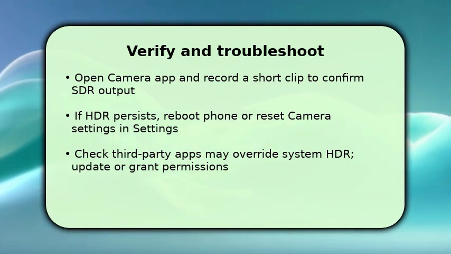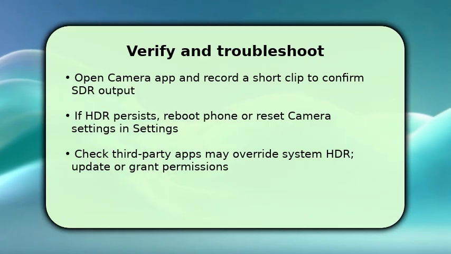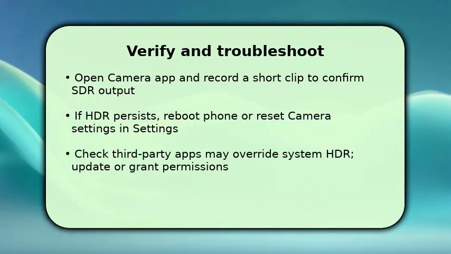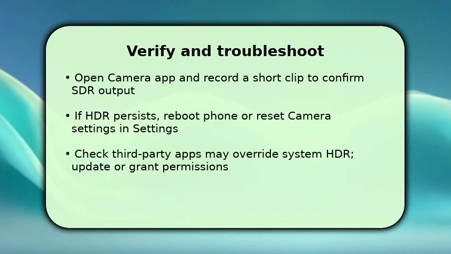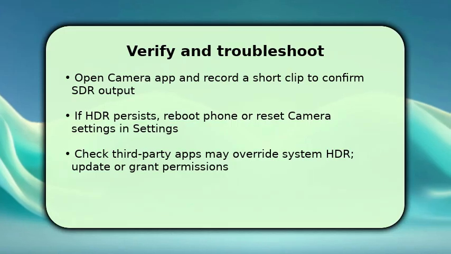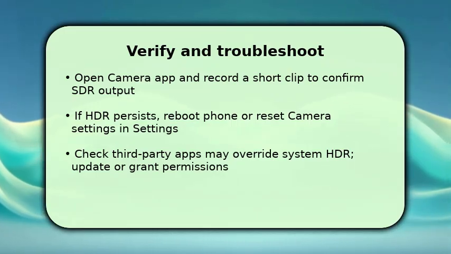If HDR still appears, restart your iPhone and revisit settings. Sometimes a reboot is needed to apply the change. If problems continue, reset camera settings or check third-party apps that may force HDR, update, or revoke their camera permissions. One key troubleshooting tip: reboot first, because many setting glitches clear with a restart.